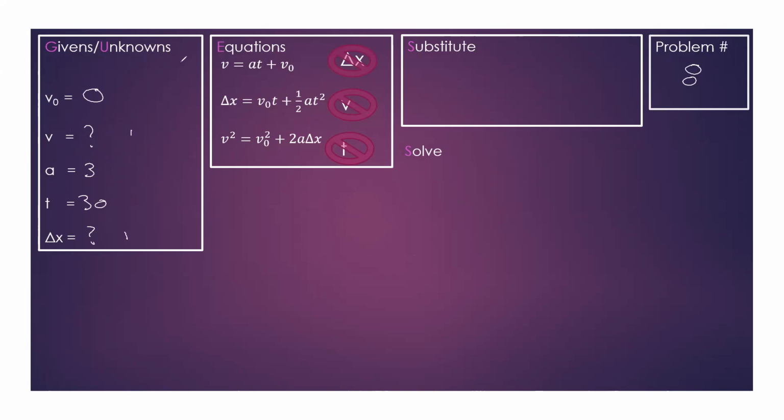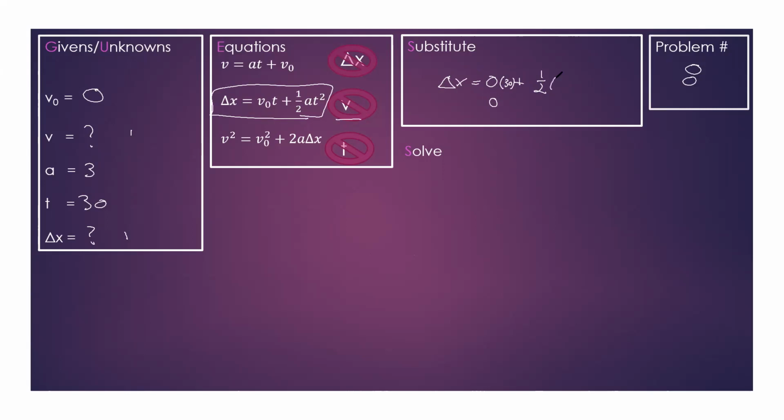I'm going to choose not to care about v. Why not? Let's solve for delta x first. So if I don't care about v, I'm going to use this equation here, and that's going to give me delta x is equal to v naught t. I'm just going to drop that whole term because yes, there is time, but 0 times 30 is just 0, and anything plus 0 doesn't care. So that whole term goes away when v naught is 0.